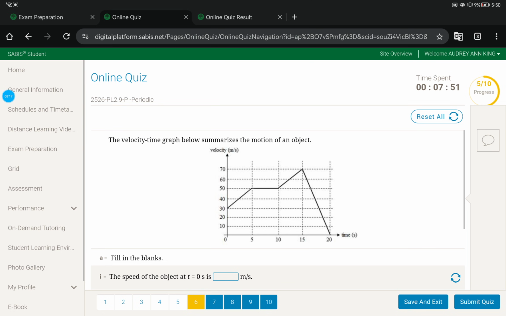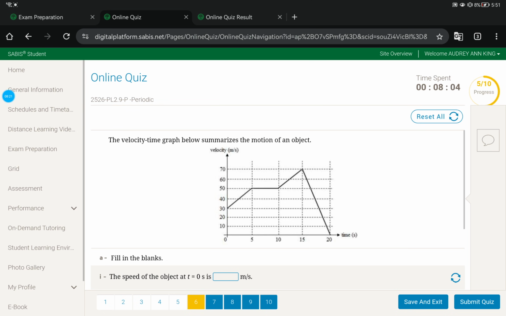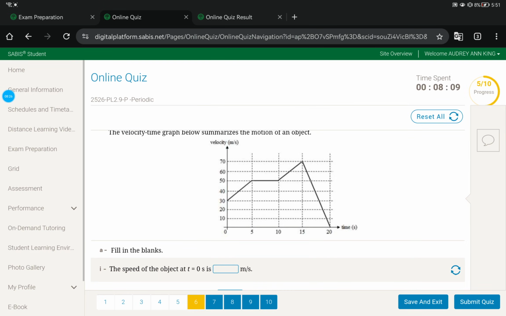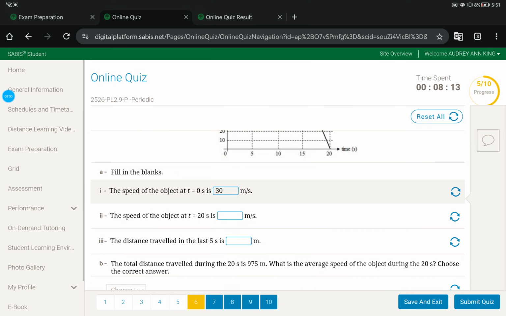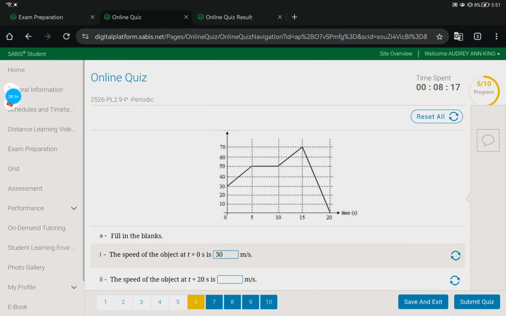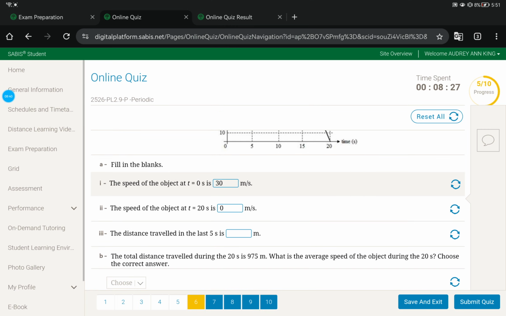The speed of an object at time 0 is, for this one you just have to read the graph. So here we can see at time 0, just following up, we can see it's 30. And the speed of an object at time 20 is, following the graph, we can see it's just 0. So this one's just basic reading of the graph.